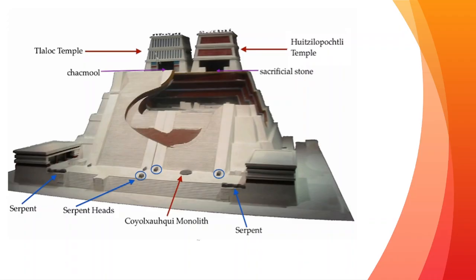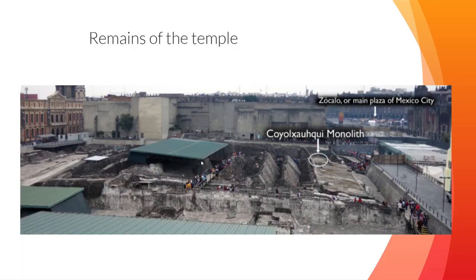And each temple represents those two different gods. There are sacrificial stones at the top here. The Chakmul, we'll talk about in a second, is up here. The Koyalkakshi stone is at the bottom. Interesting why it's at the bottom of the stairs. We'll get to that. Here's, unfortunately, the remnants of Templo Mayor today.